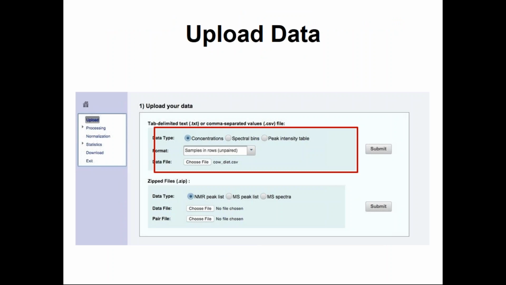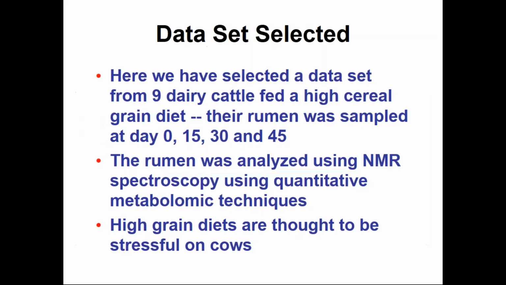So in this case, we're uploading some data, and it's asking how it's formatted. In this case, we have concentration data, so we have tables of concentrations and metabolites, with samples in rows and concentrations in columns. The data set we have is what I'll call a semi-synthetic data set. It's real data, but I've recast it to make it more relevant to a time series.